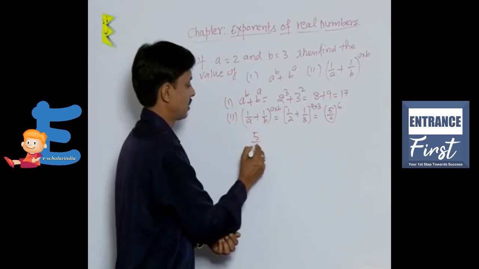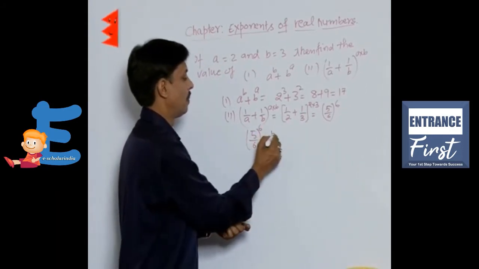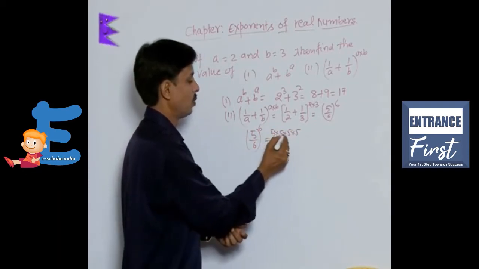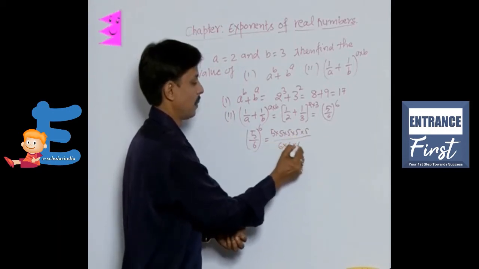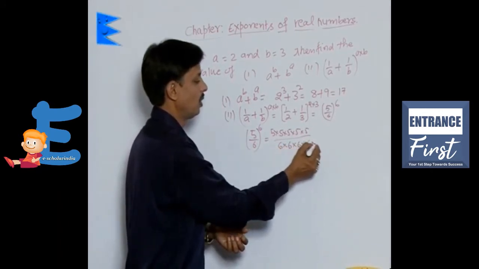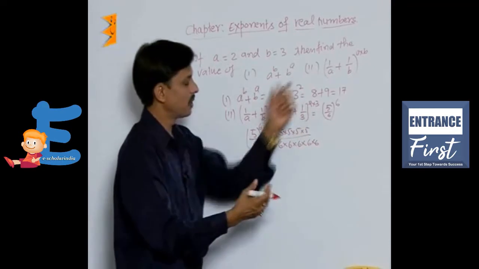5 by 6 raised to the power 6 can be simplified by writing 5 into 5 into 5 into 5, four times, upon 6 into 6, four times, then 6. So the simplification of this part will give you the answer.